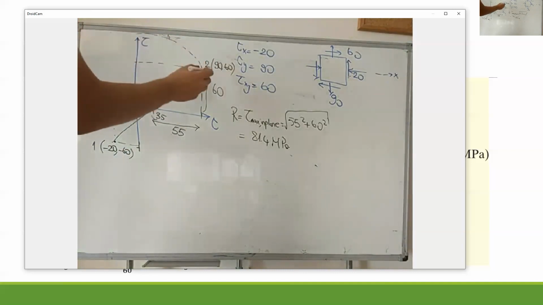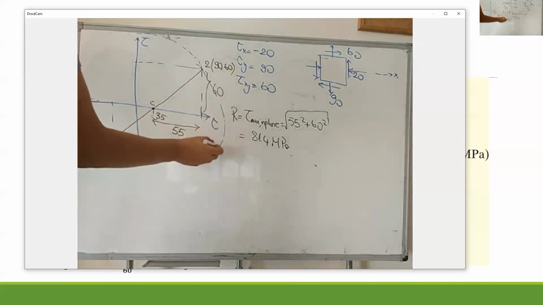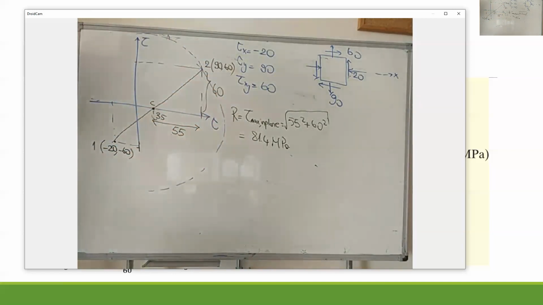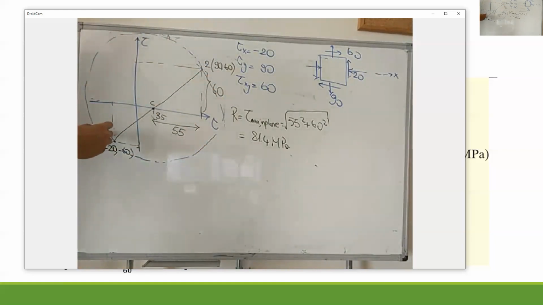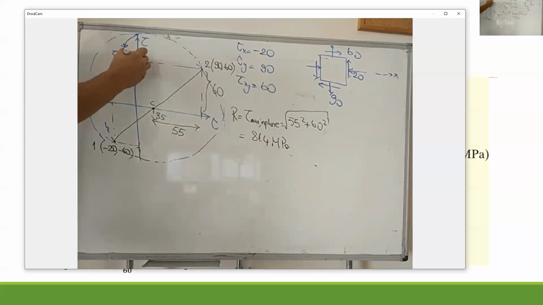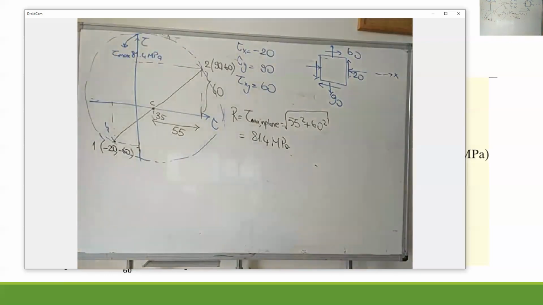I don't have enough space to draw this circle nicely. Like this. Sorry about the bad circle. Okay, so this value is the maximum in-plane shear stress, equal to 81.4 megapascal. Okay, so I found R. Now I can easily find sigma 1 and sigma 2.